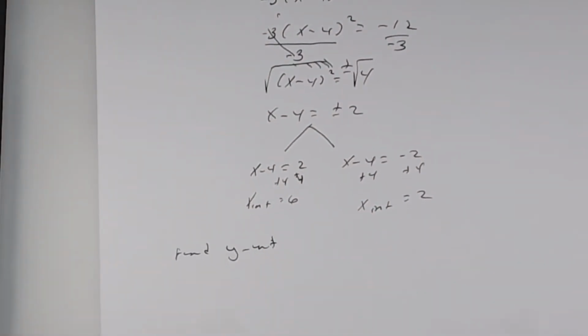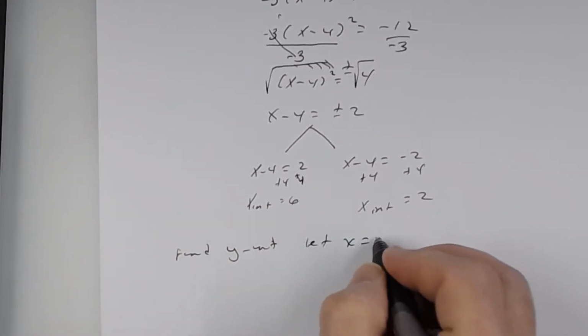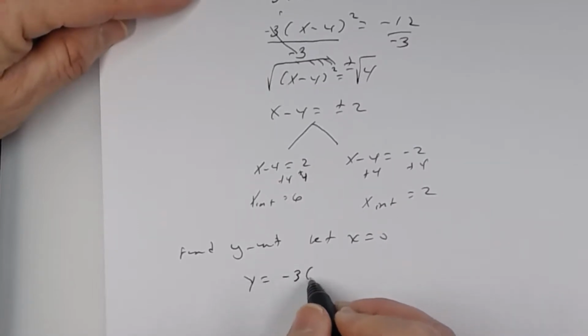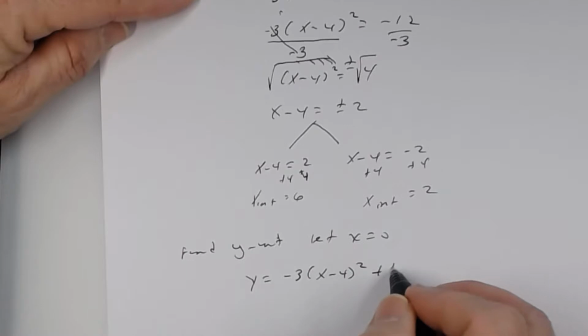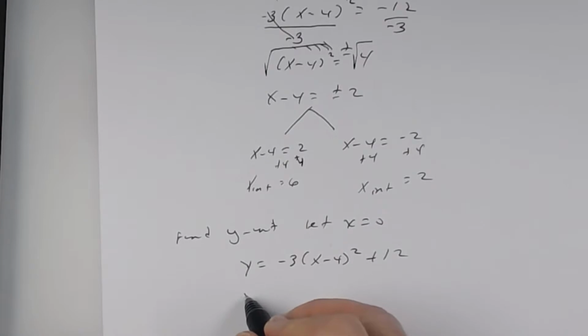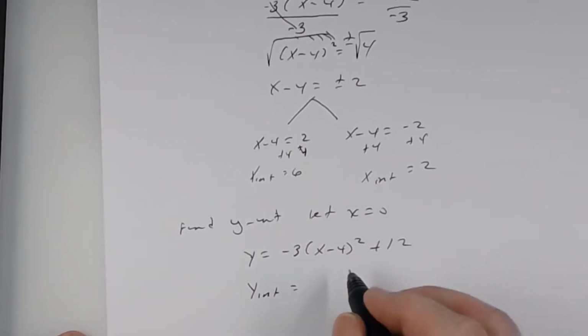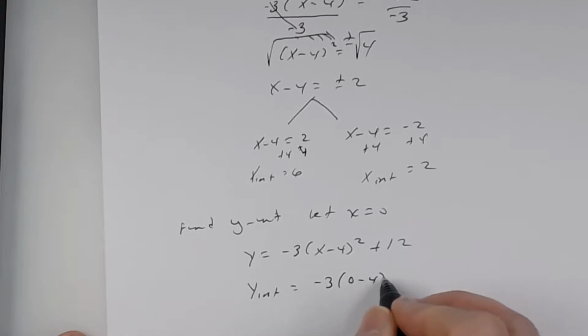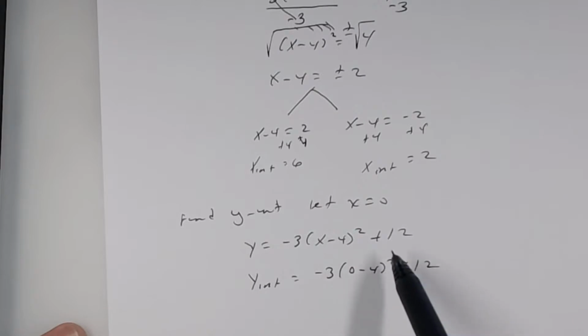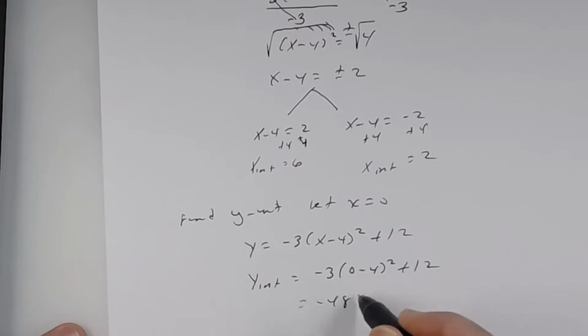Now to find the y-intercept, you're going to let x equal 0. So I'm going to go ahead and rewrite the function over. y equals negative 3 times x minus 4 squared plus 12, right? Where we see the variable x, I'm going to plug in 0. So the y-intercept is going to equal negative 3 times 0 minus 4 squared plus 12. What's 0 minus 4 squared? Negative 4, so 16, right? What's 16 times a negative 3? Negative 48.